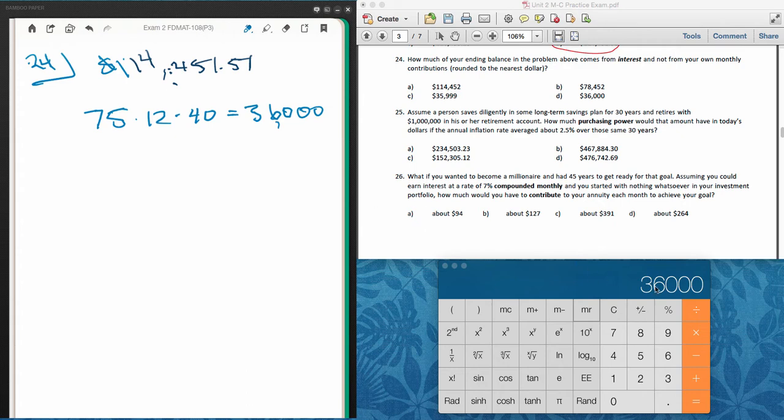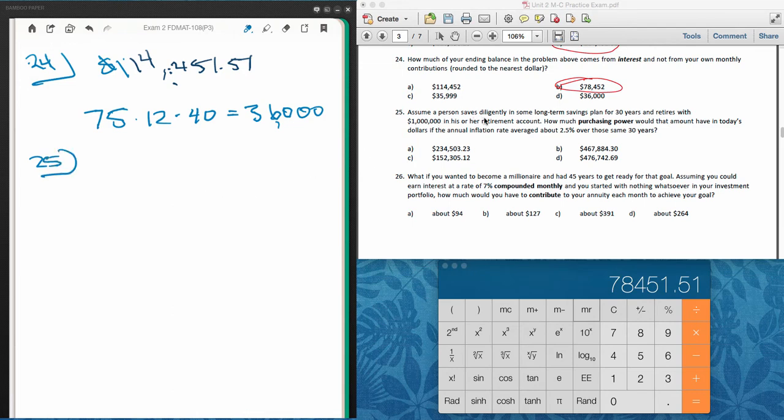The rest of that was interest. So 114,451.51 minus that $36,000. This is how much, okay, is interest that was not my monthly contributions. So we'll find 78,452 is the correct answer. All right, moving on to the next problem, number 25.